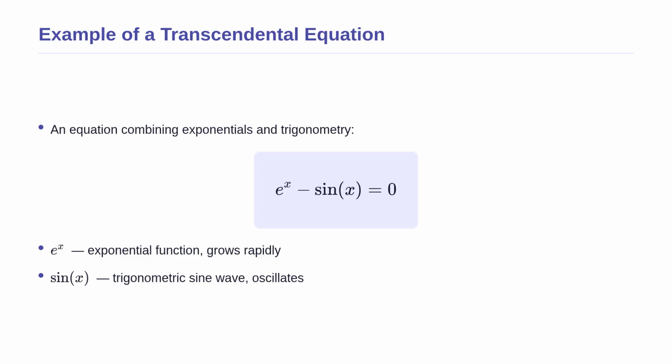To see what makes them so complex, let us examine this formula. This is a clear example of a transcendental equation. Conceptually, it combines two very different types of mathematical behaviors. The symbol e to the power of x represents an exponential function, and sine of x represents a trigonometric wave. As the variable x increases, the exponential part grows very rapidly, while the sine part simply waves up and down. This makes their combined behavior highly complex. Because it goes beyond simple addition and whole number powers, it transcends basic algebra, requiring numerical approximation.